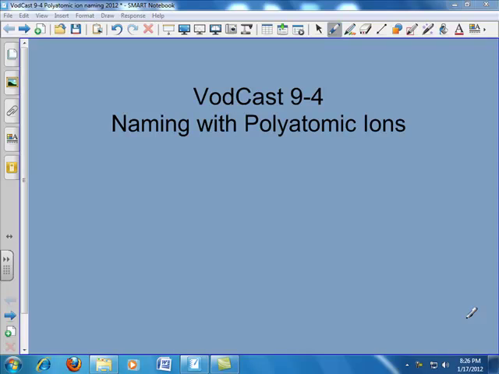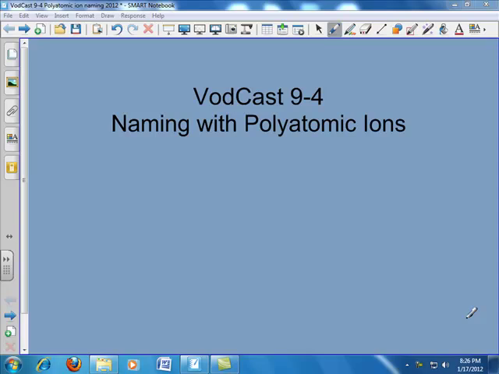Okay, our next venture in naming is going to come with polyatomic ions. We talked about polyatomic ions in the previous chapter, and we saw how to build them, basically. If you remember, a polyatomic ion is a covalently bonded substance with a charge. And we're going to learn how that actually ionically bonds with a metal to form a brand new compound.